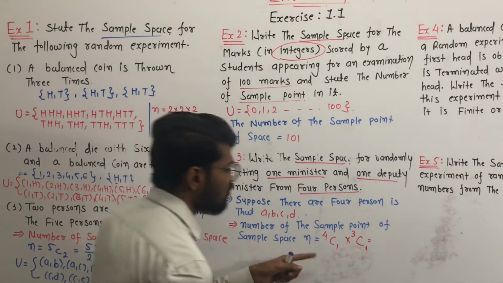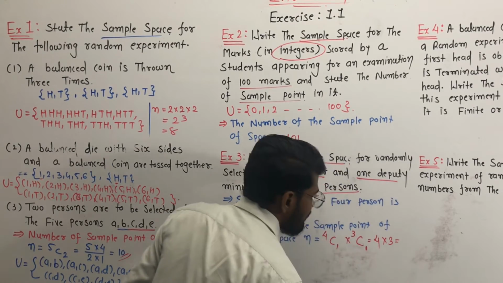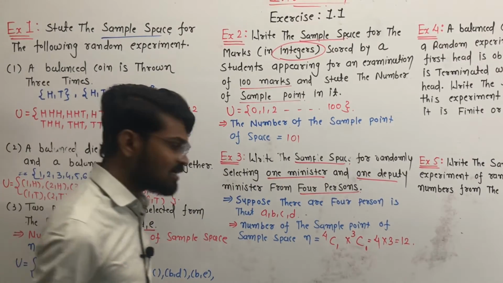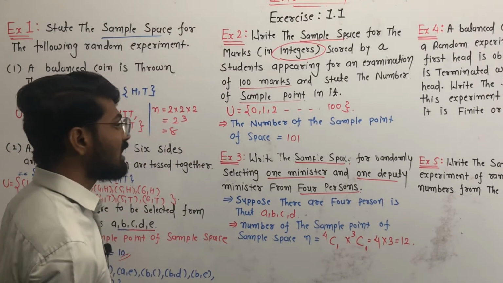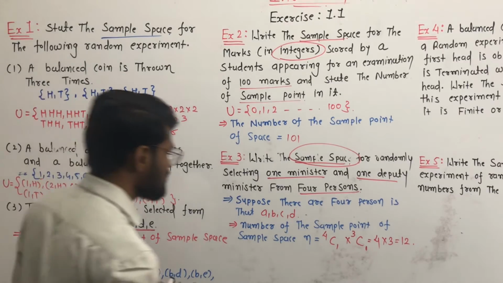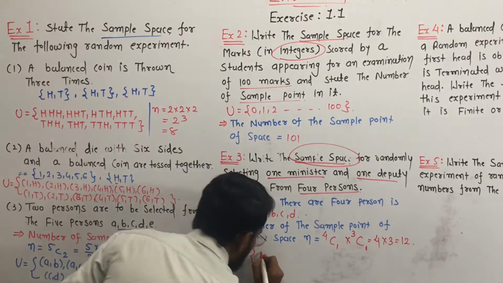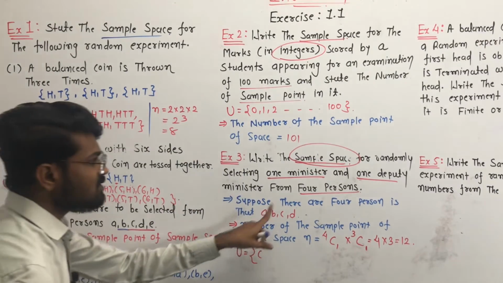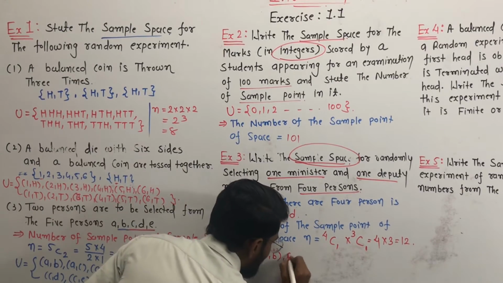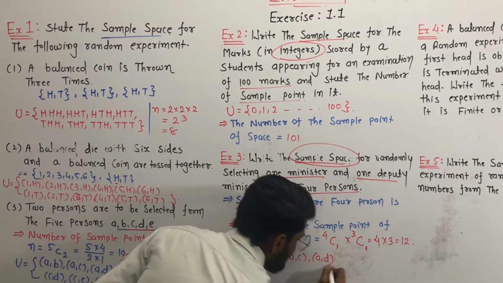So it will be 4C1 is equal to 4 and 3C1 is equal to 3. So 4 multiplied by 3 is equal to 12. Yes, so the number of sample points of the sample space is equal to 12. Now we have to write the sample space for this experiment, denoted by U. If A is the minister, then B is the deputy minister, A is the minister and C is the deputy minister, A is the minister and D is the deputy minister.